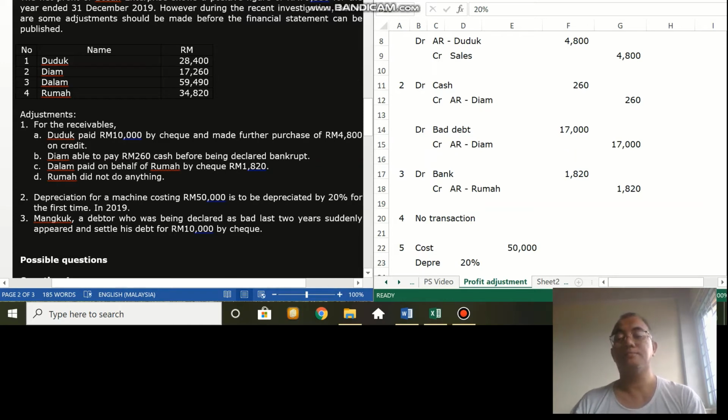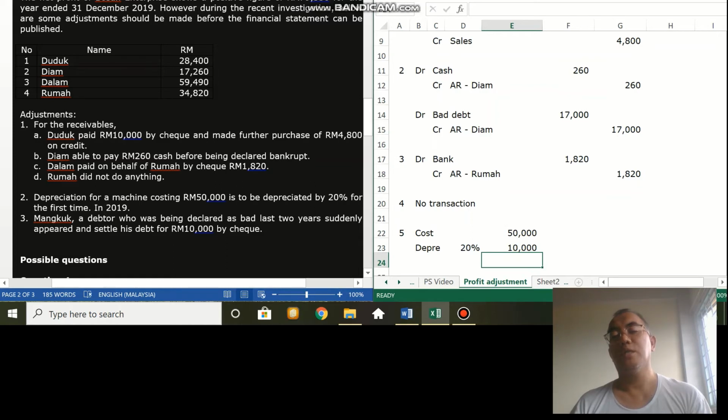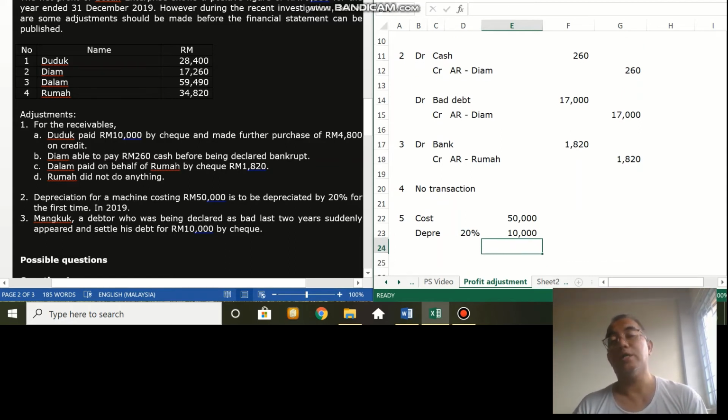Okay, 20%. So 20% from 50,000. I take 50,000 and then multiply by 20%. That is my depreciation. It doesn't matter whether it is the straight line method or the reducing balance method. When it is the first year, it will be the same, 10,000. Straight line method, 20% first year, still 10,000. Reducing balance method, 20% for the first year, still 10,000. I don't need to put net book value because the question doesn't ask you to do the statement of financial position.